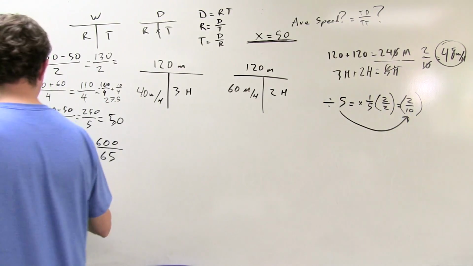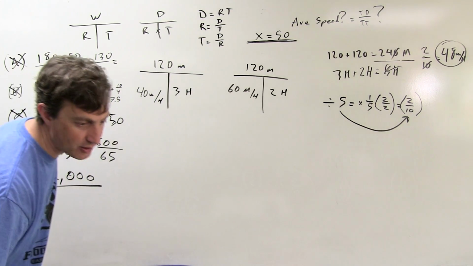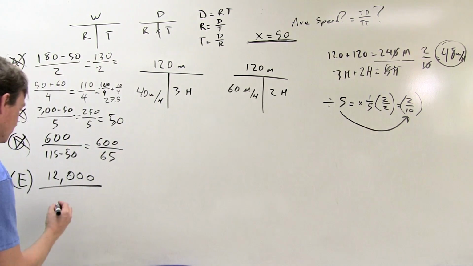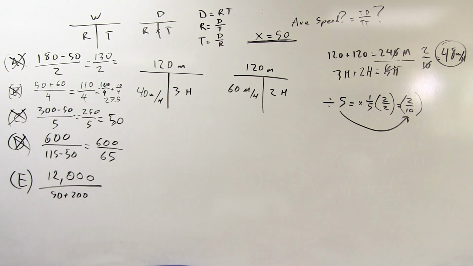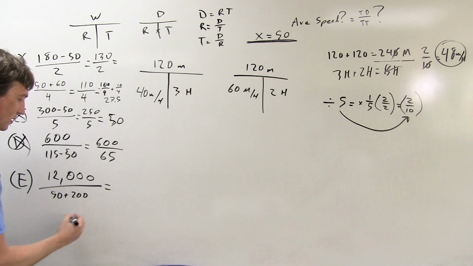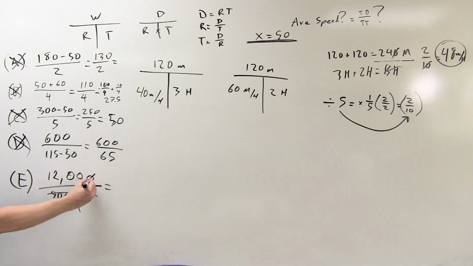But if you're not sure, if you want to be safe, let's go ahead and do the math. 12,000 all over x plus 200, or 50 plus 200. So this is going to be 250 on the bottom. And we can easily lose a 0. Divide both of these by 10. But we're left with 1,200 over 25.